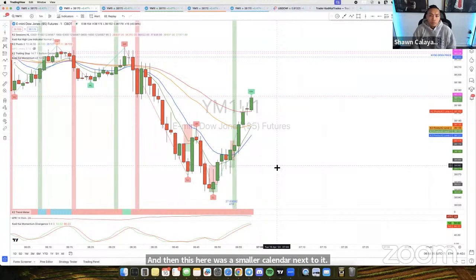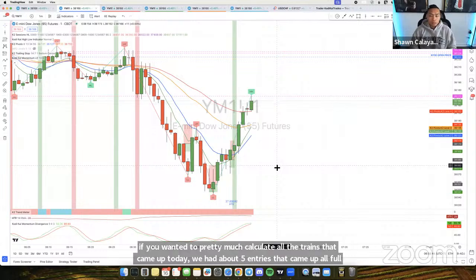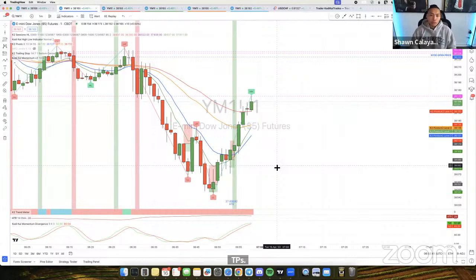So if you wanted to pretty much calculate all the trades that came up today, we had about 5 entries that came up, all full TPs, no losses for the day so far. So you guys can see how lucrative these scalping possibilities can be, especially if you know all the strategies.